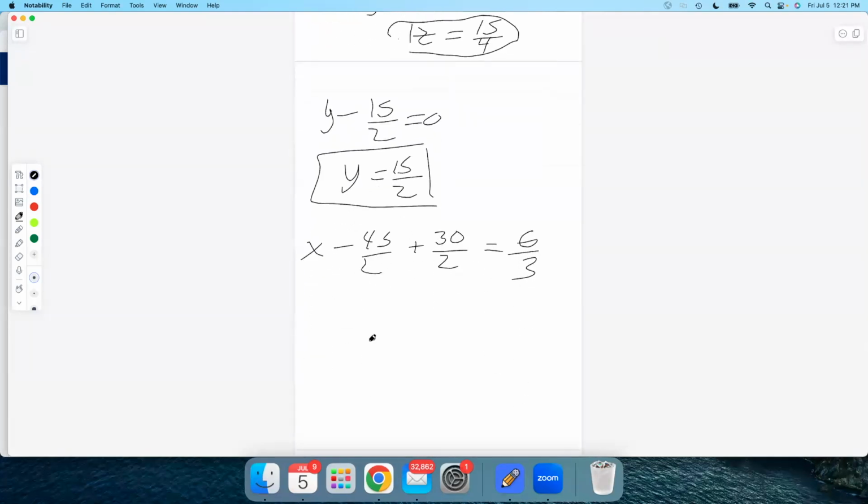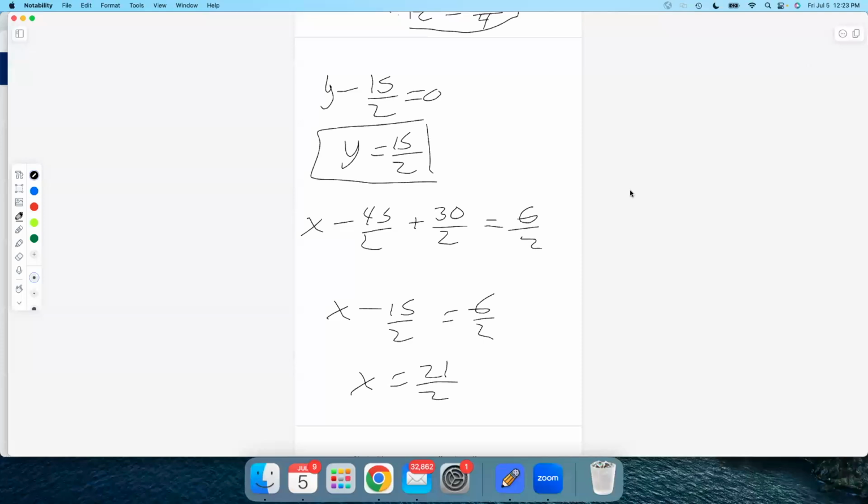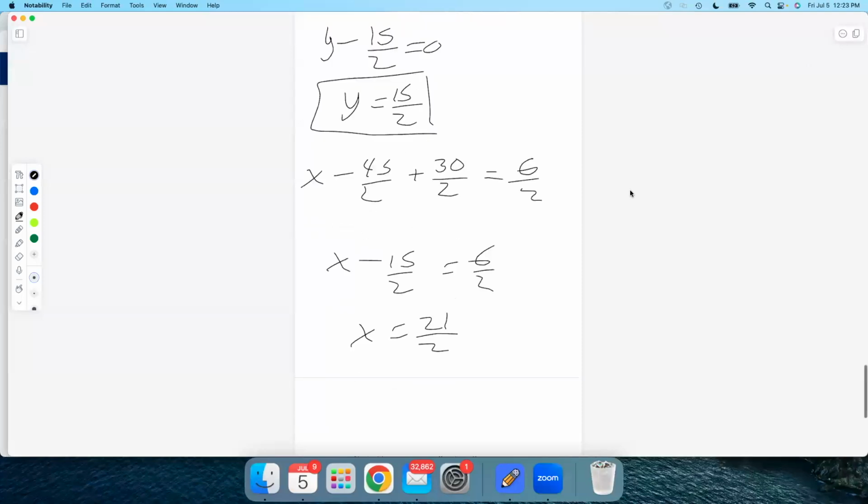So what is this? I think that is x minus 15 over 2. And this, sorry, that was 6 over 2. So I think x is 21 over 2. Let me check that real quick. Okay, yes, I believe that is correct. Okay, so we've solved the system. We're done. We don't have to do anything else.